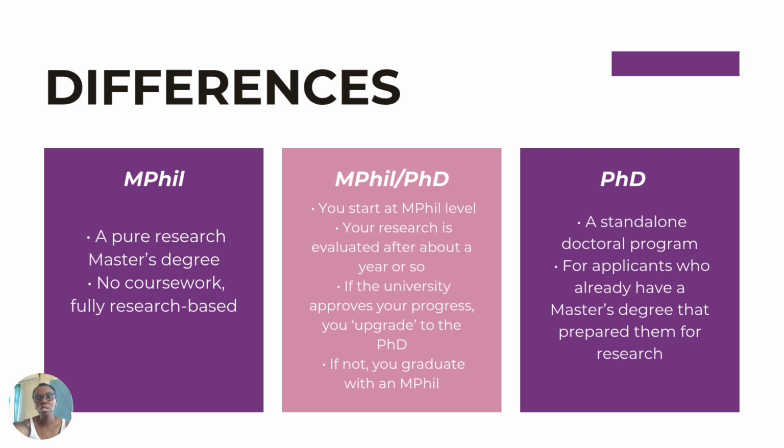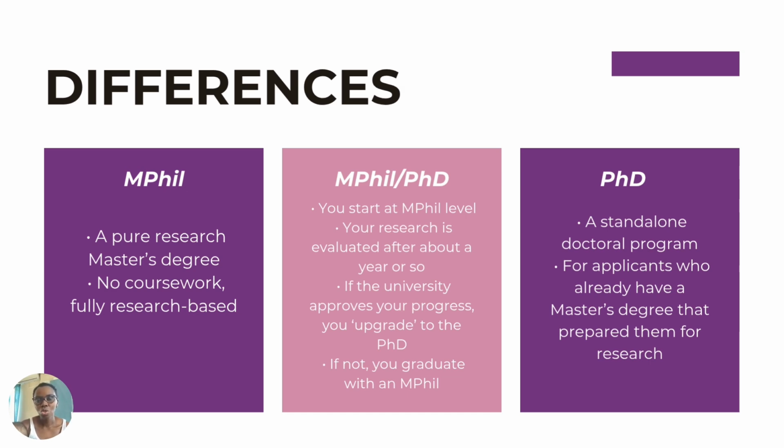And then MPhil, PhD, you start first with MPhil, and then after you pass your MPhil and after the committee approves your progress, is satisfied with the work that you have done for your MPhil, then you proceed to PhD. It's like you make an upgrade to PhD. If not, then you stay stuck at MPhil level.